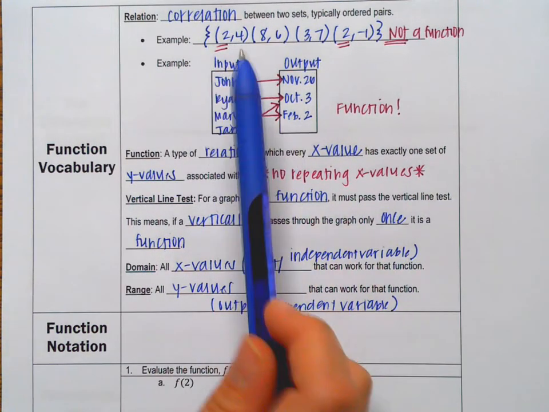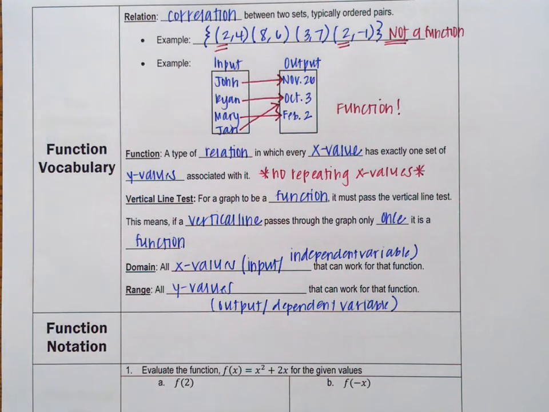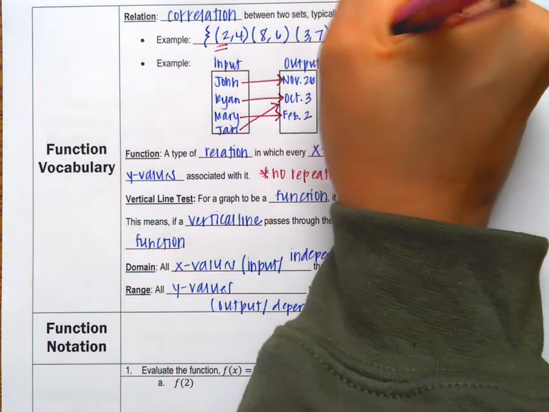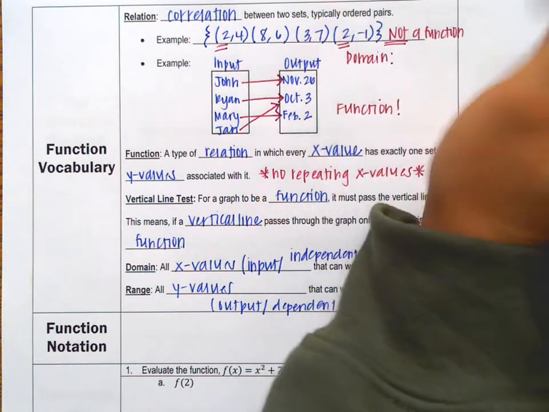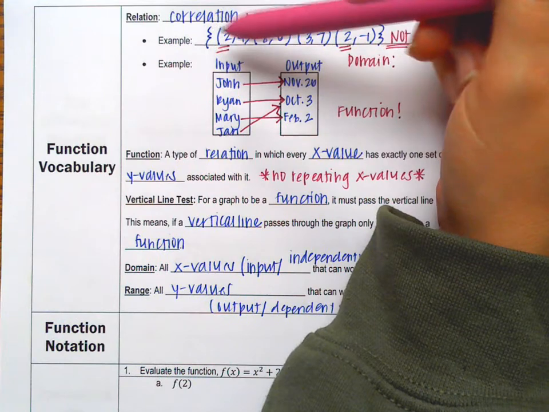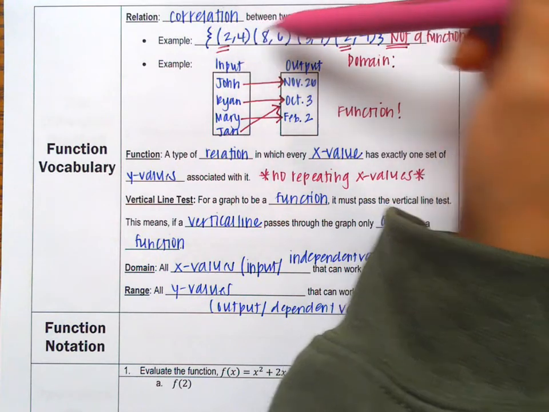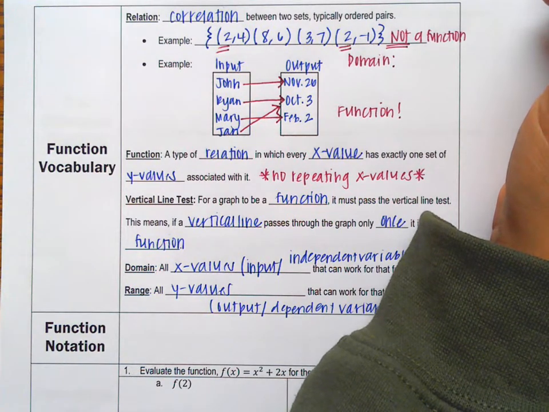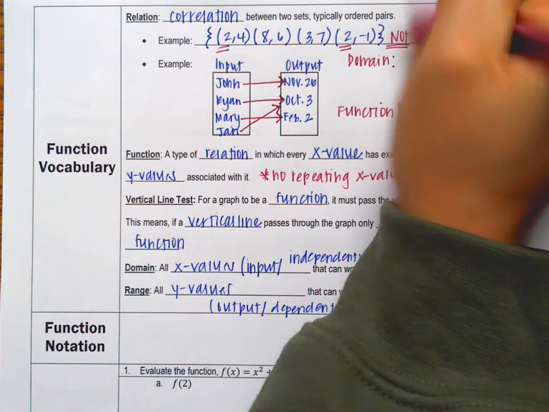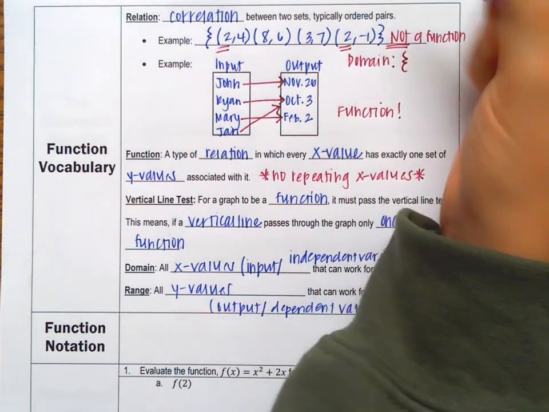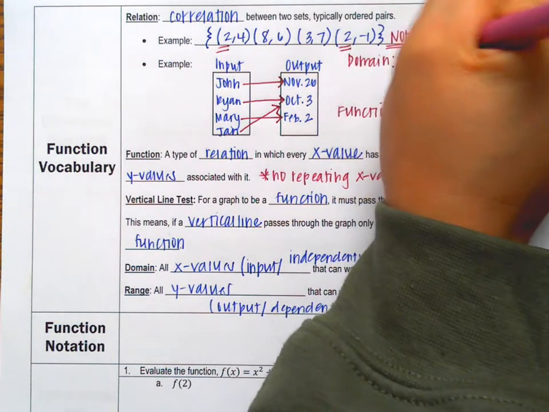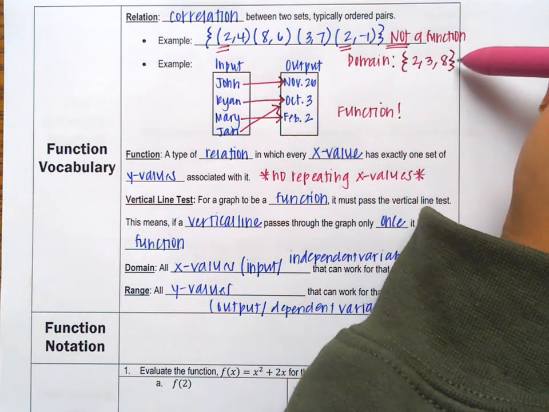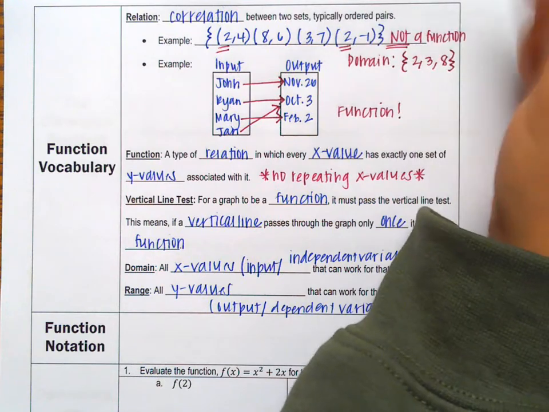So if I were to go back up to this one, even though it was not a function, I can still tell you what the domain is. The domain of this one is looking at just the x values, 2, 8, 3, and 2. Now, we would want to write that in numerical order. And like I said before, we don't write it with repeating numbers. So it'd be 2, 3, and 8. And we do write it in braces when they're just separate numbers like that.